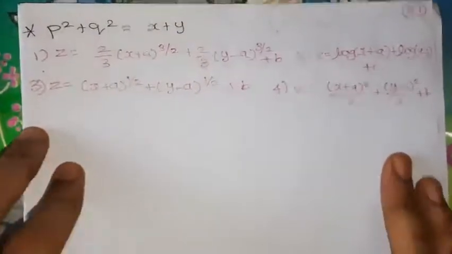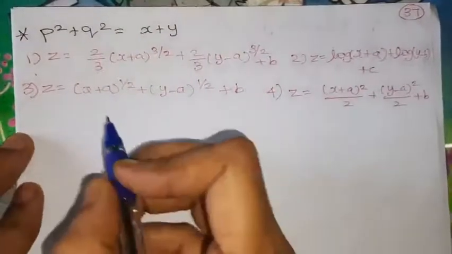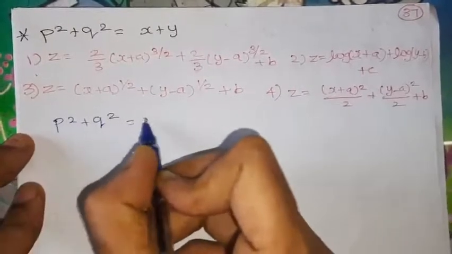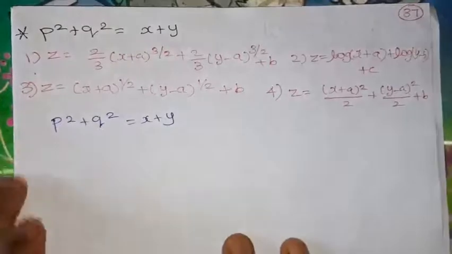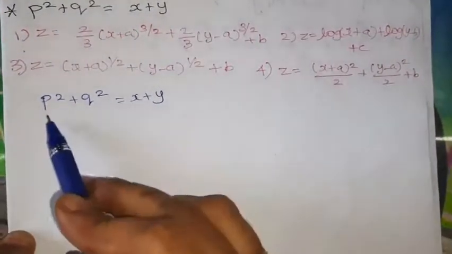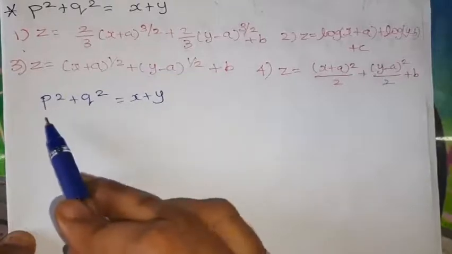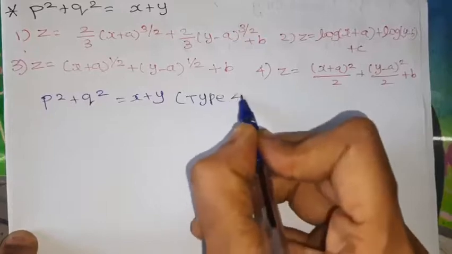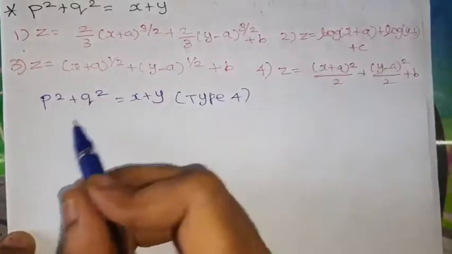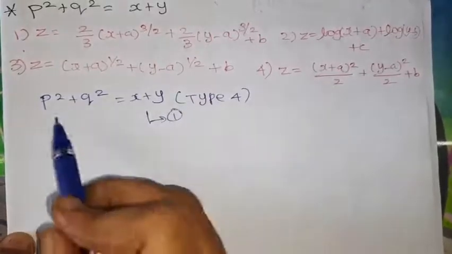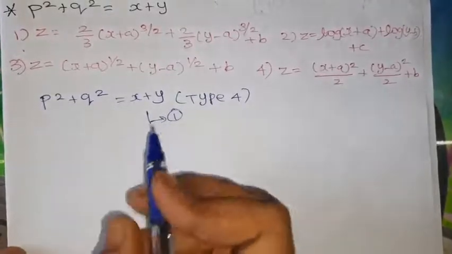See which one? This one. What is given? p squared plus q squared equal to x plus y. First we need to identify the type. It is of the form function of p, q, x, y, so it is type 4. Then we need to take p and x on one side and q and y on the other side.